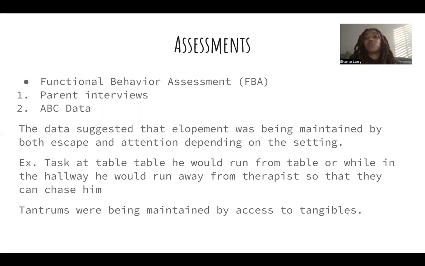The data suggested that elopement was being maintained by both escape and attention, depending on the setting. So for instance, during tasks at the table, he would run from the therapist or run from the table that they were working at. And while in the hallway, he would run away from the therapist so that they could chase him. He would be looking back and laughing, or once you get to him, he would try to run away again. Tantrums were being maintained by access to tangibles. The only time he seemed to engage in a tantrum is when he couldn't have something, based on the ABC data.